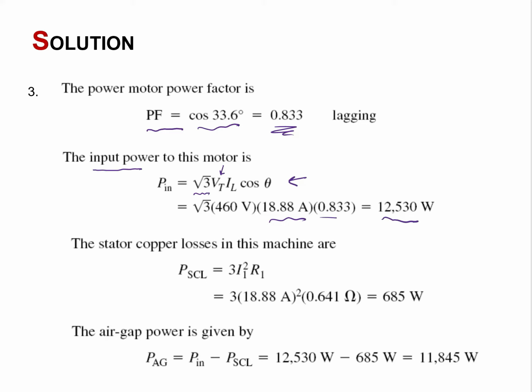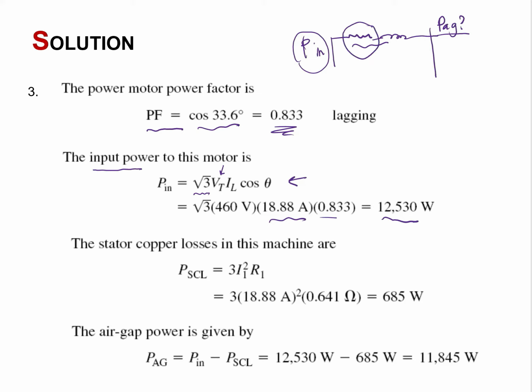Now, remember that first there is the input power, and there are some losses in the stator before the power crosses the air gap. So if this is the air gap, we want to find what is this power. So the power of the air gap is the input power minus these losses. And the losses happen here in the resistance of the stator.